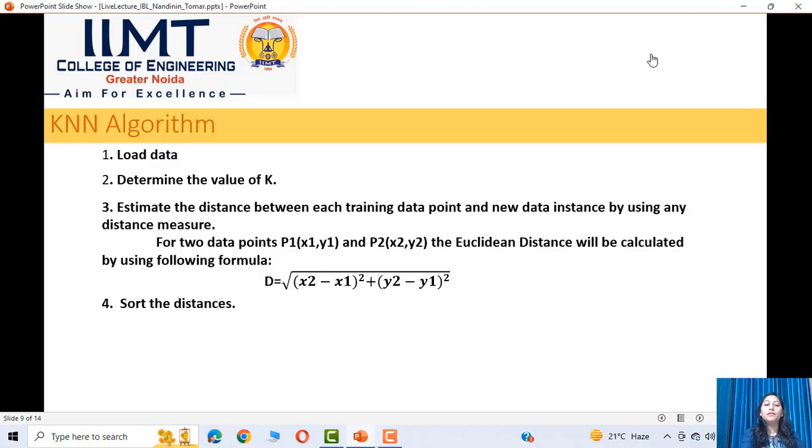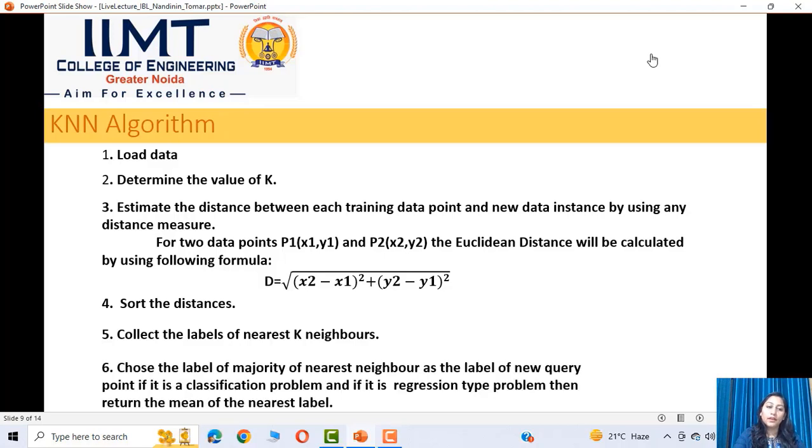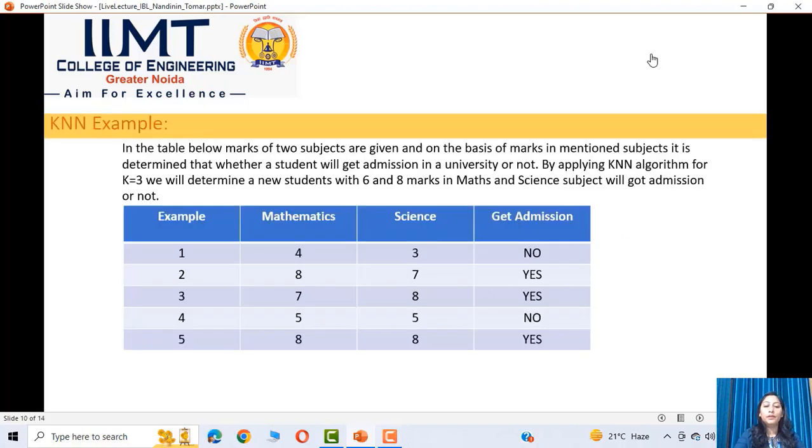After calculating the distance, we sort the distances in ascending order. After that, we collect the labels of the nearest k neighbors. It means that we collect the labels of the nearest neighbors of our query instance. Then finally, we choose the label of the majority of the neighbors as the label of the new query point if it is a classification type problem, and if it is a regression type problem, in that case we return the mean of the nearest neighbors.